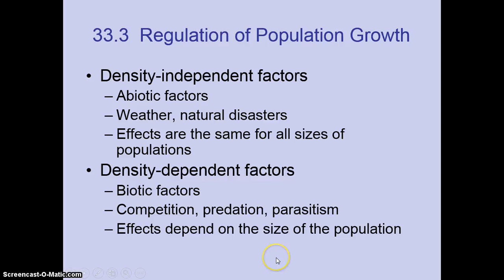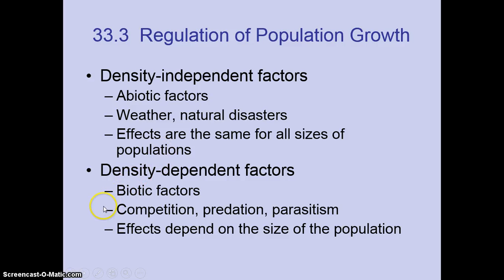Let's look at density independent and density dependent factors. Remember that a- in front of a word in biology means not, so abiotic factors are not life factors, such as weather and natural disasters. The effects are the same no matter what the size of the population is. So it's called density independent because it doesn't make any difference how dense a population is. These will affect them equally.